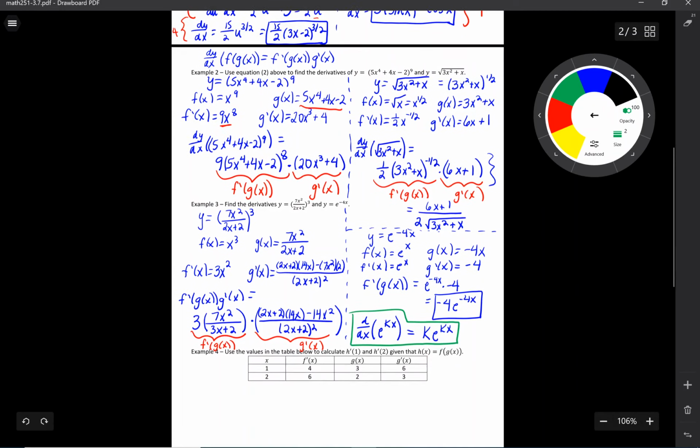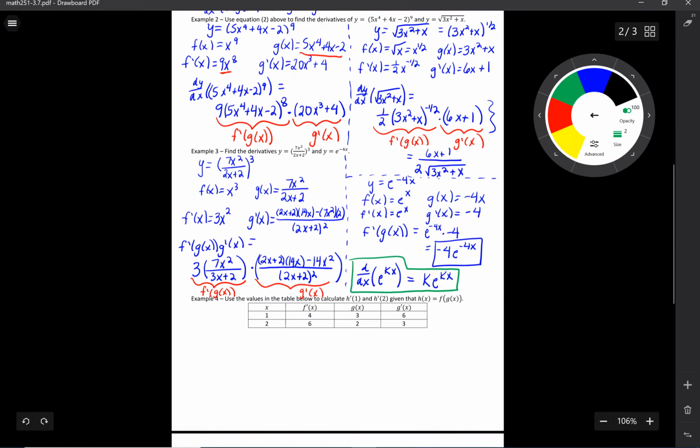All right, next we have more of a conceptual problem, and actually there is a typo. There is a row missing here, so draw in this row with me. I have 3 here, 5 here, 8 here, and 2 here. My apologies. So I want to use these values to calculate h prime of 1 and h prime of 2, given that h of x is equal to f of g of x.